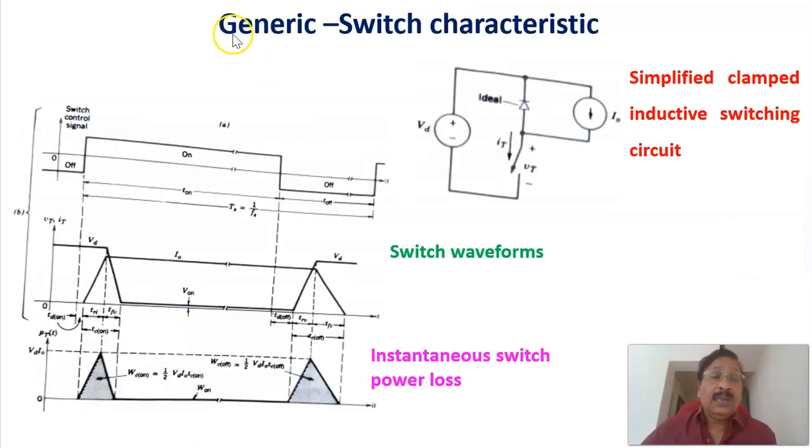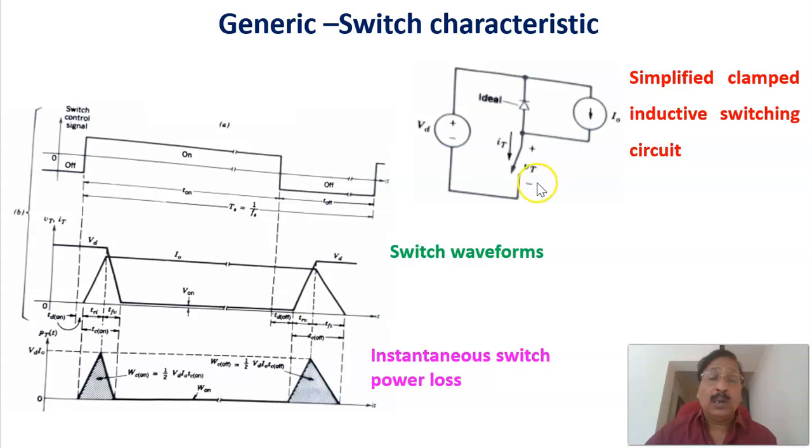Now we are going to consider the generic switch characteristics of a practical switch. Here is a simplified clamped inductive switching circuit diagram. This is the voltage source, and here this is the switch, representing the voltage across the switch or thyristor, whatever it is. When the switch is off and then on, the current is equal to It. And here this is the diode, the freewheeling diode, and this is the current source. Therefore, this is a simplified clamped inductive switching circuit diagram.